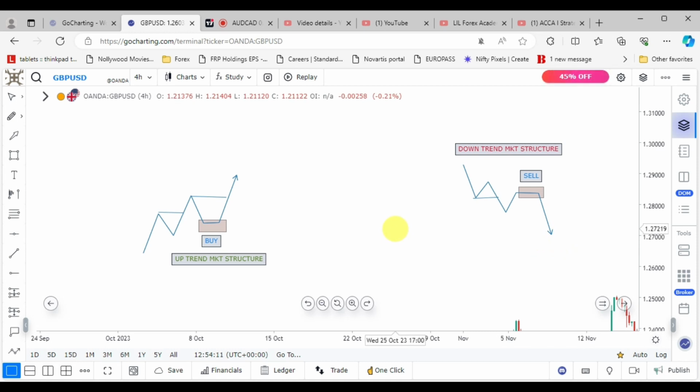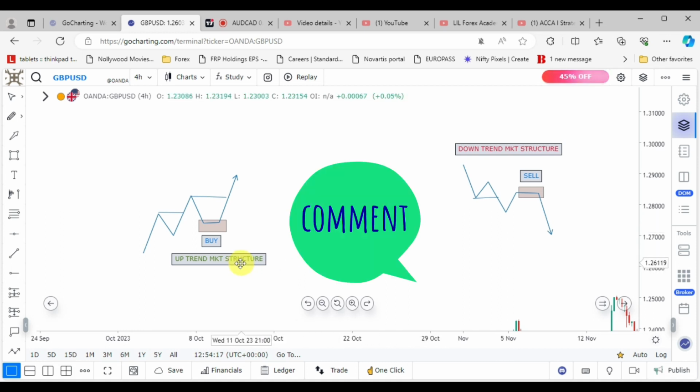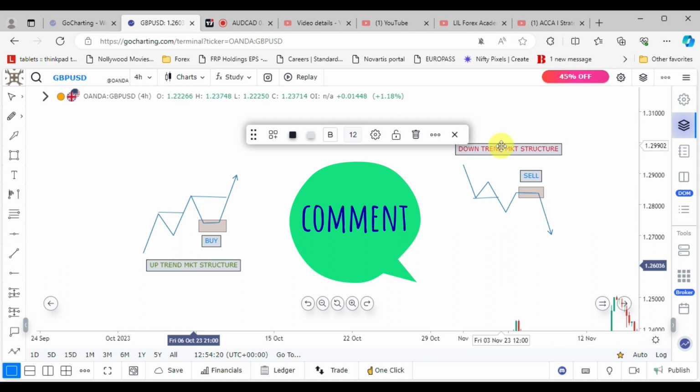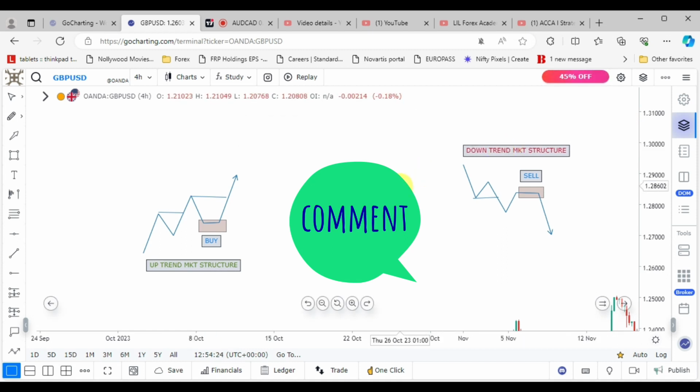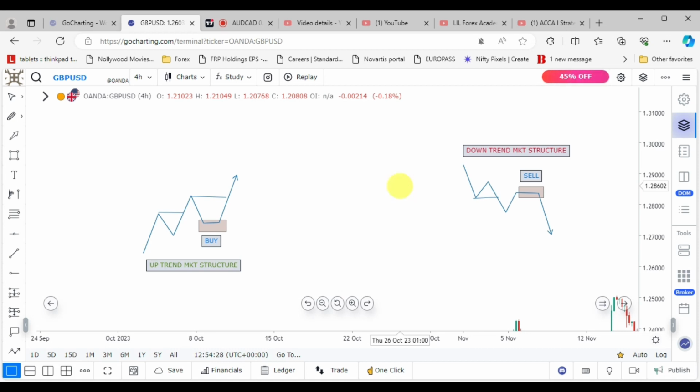If you have any question concerning what you can see on the screen right now, or you are finding it difficult to identify an uptrend in this case and a downtrend in this case, then you can just comment below. I have several videos where I've explained how to identify uptrend and downtrend.